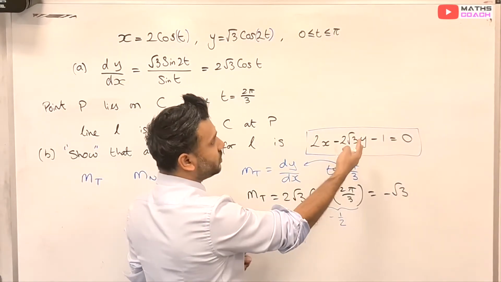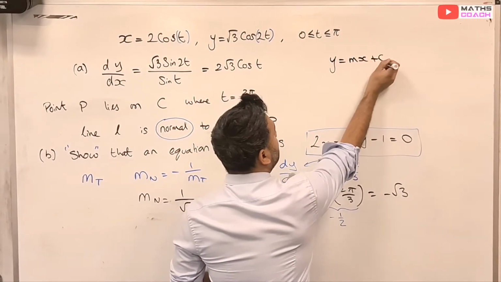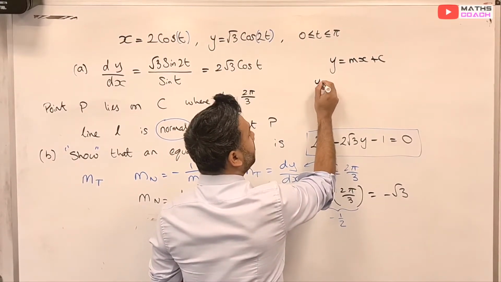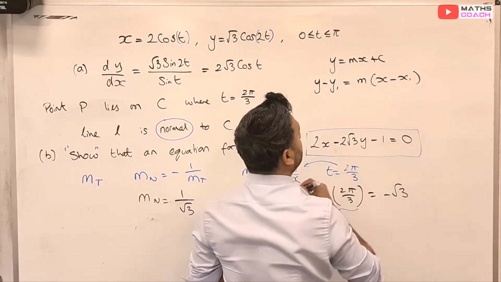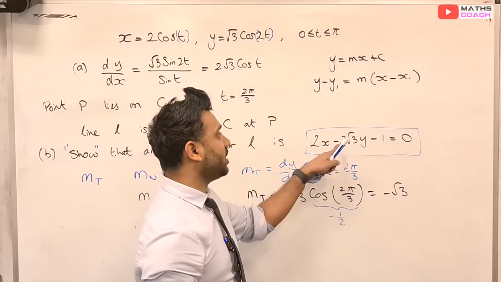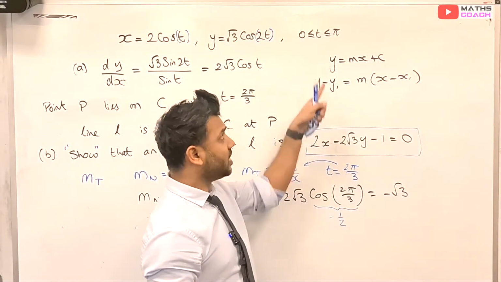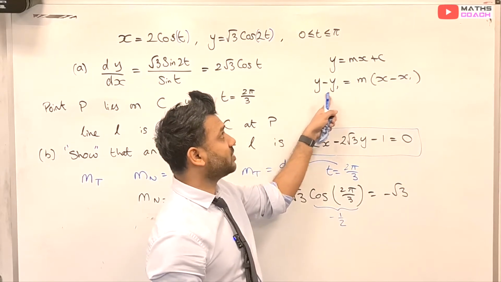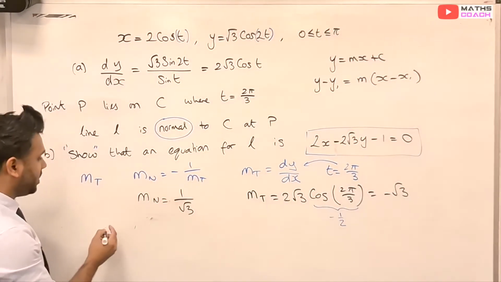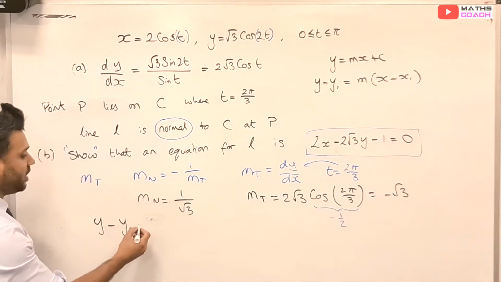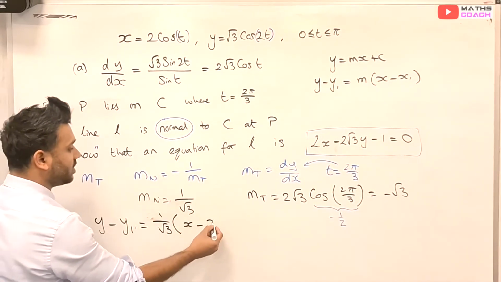Now, our normal is a straight line graph. A straight line graph has equation y equals mx plus c. And the second version, which is the standard version, is y minus y1 equals the gradient times x minus x1. And if you look at the final answer, they have used the standard equation of the straight line, which is the second one here. You can use the first one, but I would use the second one because it would be easier to manipulate into this form. So this is the gradient, so it'll be y minus y1 equals the gradient, 1 over root 3, times x minus x1.